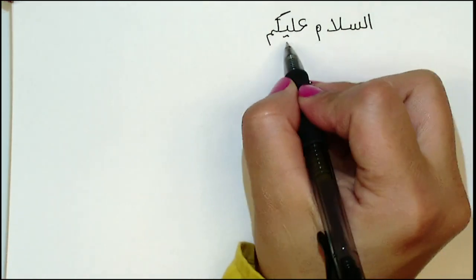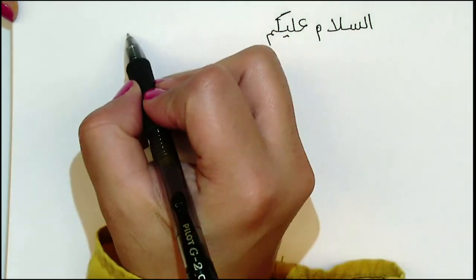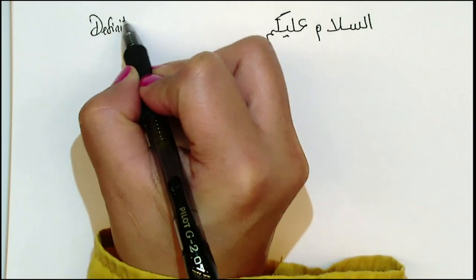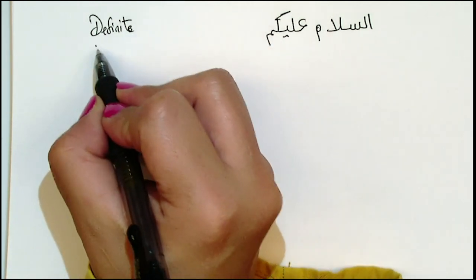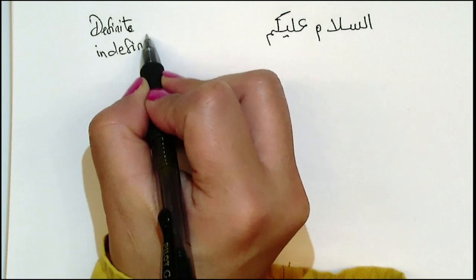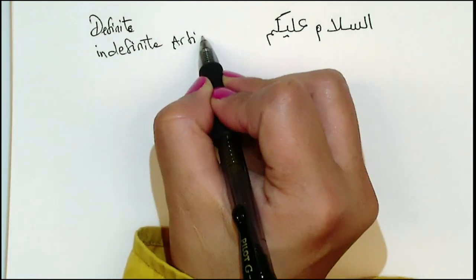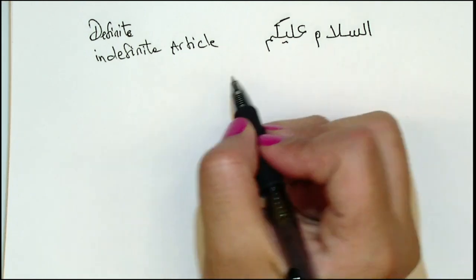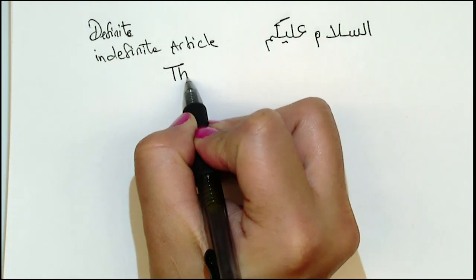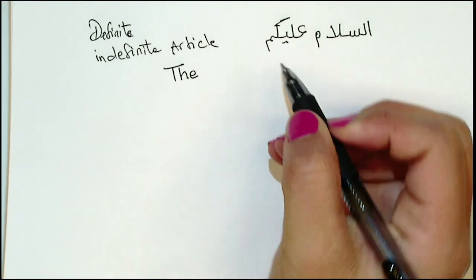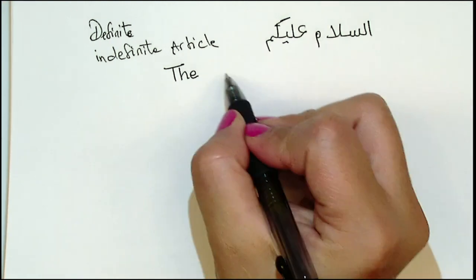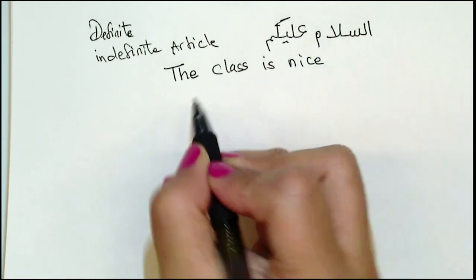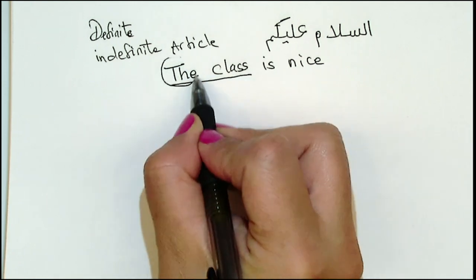So today we're going to learn about definite and indefinite articles. In English, the definite article is something like "the". When we define a word, we say "the class is nice". So we define class by adding "the".